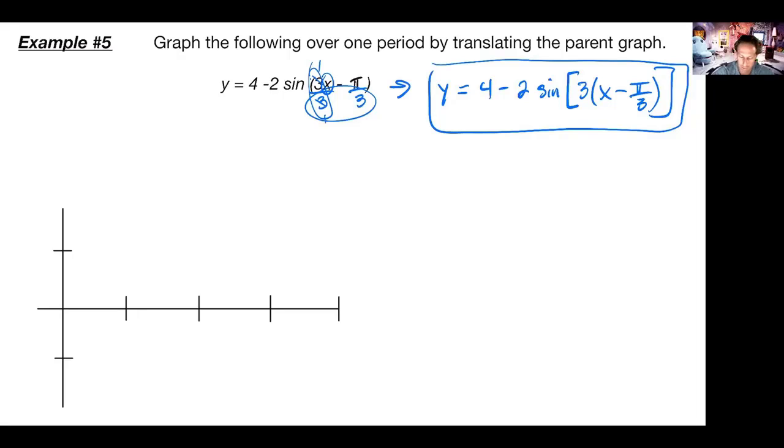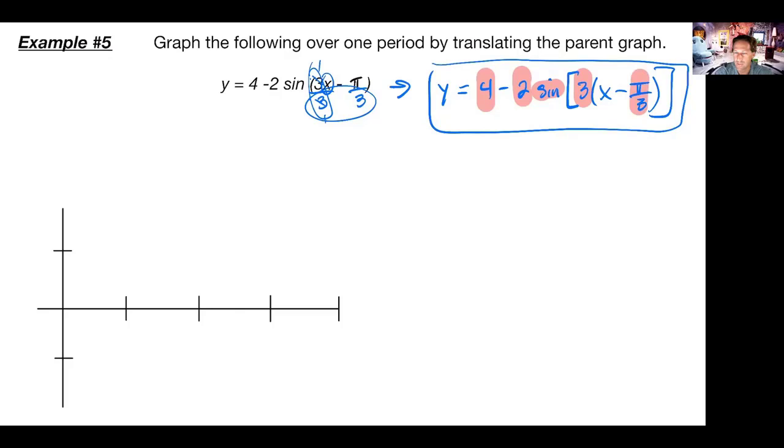And you can see there's a lot going on here. We have an amplitude, which is in front of my sine. We have a period change, which is going to affect my quarters. We have a vertical shift because it's being done to the y value, not the x. And we even have a horizontal shift.